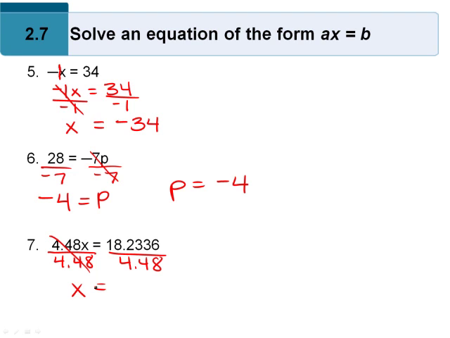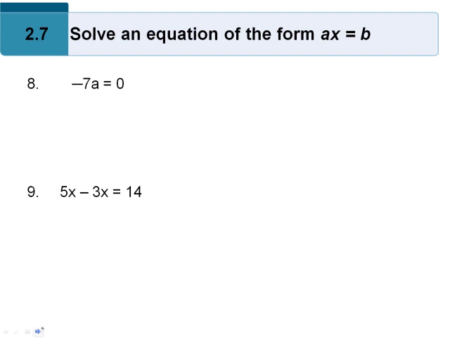18.2336 divided by 4.48. Make sure you put the 18 into the calculator first, and you should get 4.07. Okay? And with a weird answer like that, you can always go back and check it by multiplying it. If you multiply 4.48 times 4.07, you get the answer 18.2336. So it works.